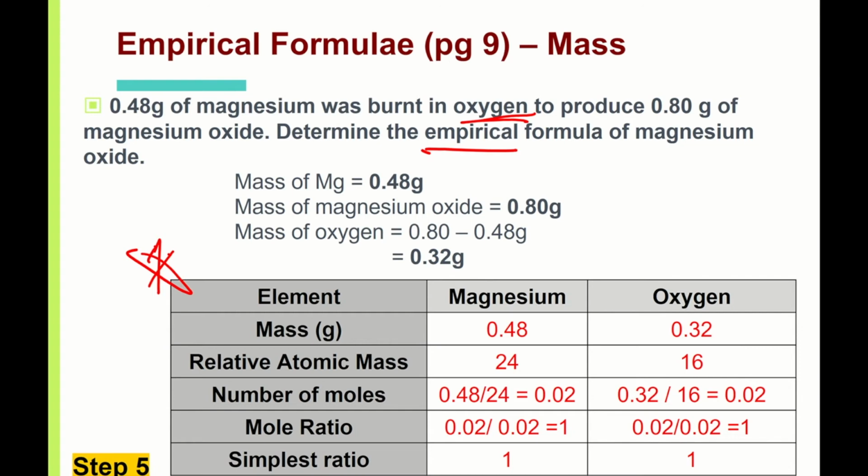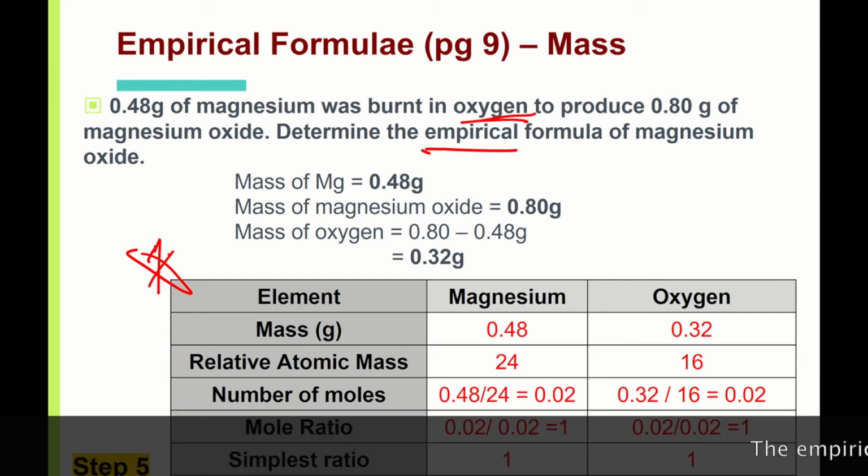Compare this slide with the previous slide. The steps are the same. Total 0.48 is by magnesium. One magnesium is 24. So how many moles of magnesium are there? Then you compare the ratio. This last statement is 1 mark.